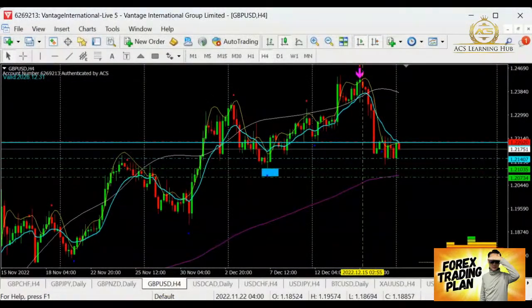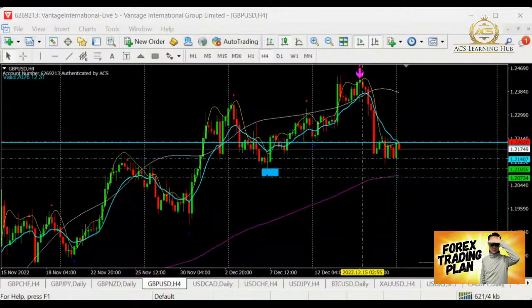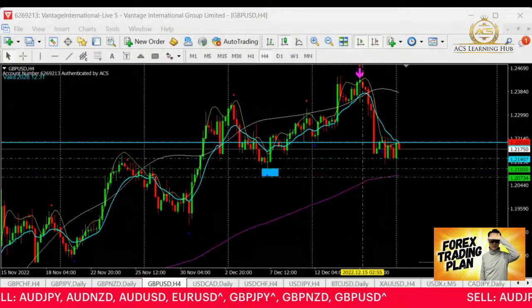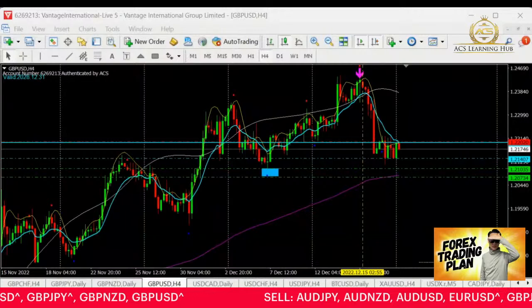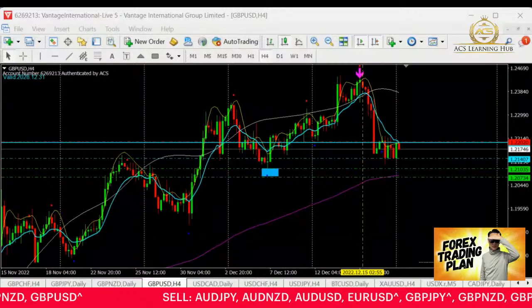Okay, so let's take a look at what we have here today. Seems like I have all these with me right now: Aussie yen, Aussie kiwi, Aussie dollar, euro dollar, pound yen, pound kiwi, and pound dollar for sterling.